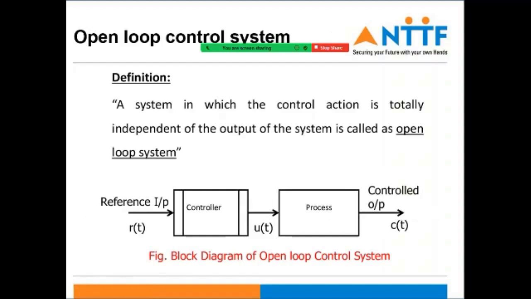A system in which control action is totally independent of the output of the system is called an open loop control system. Here, there will be a reference input signal, and the system generates some desired output, but the verification of whether the desired output is achieved does not happen automatically. Manually, we need to observe whether the desired output is achieved or not.